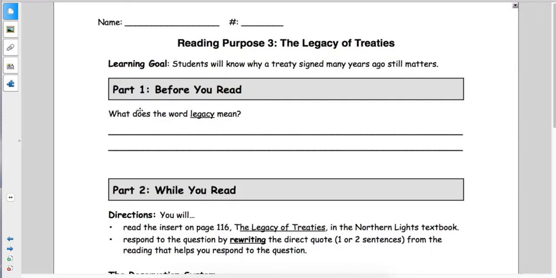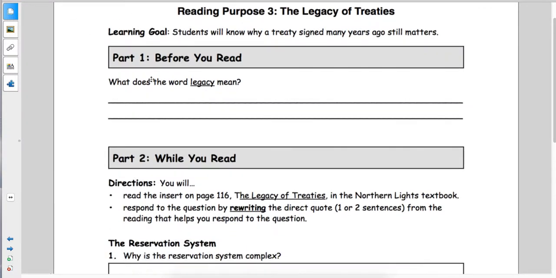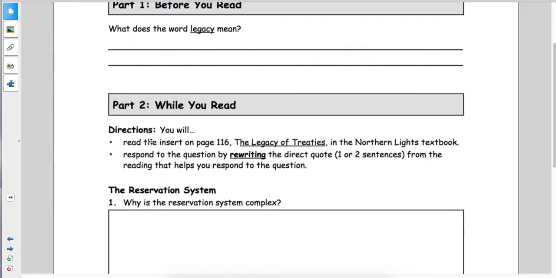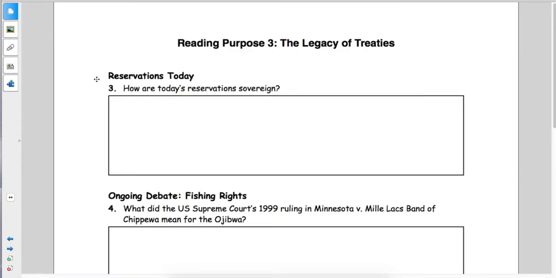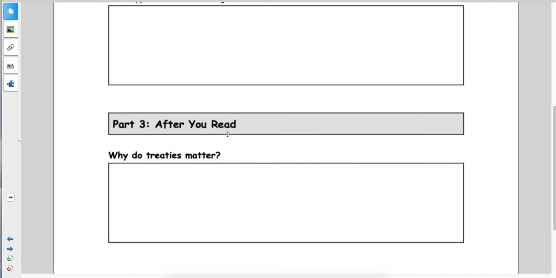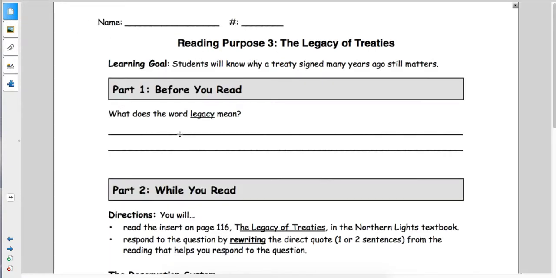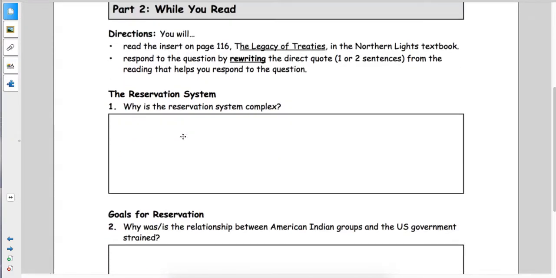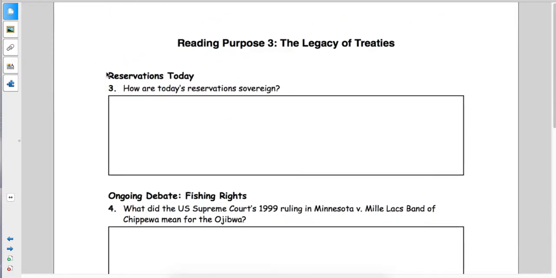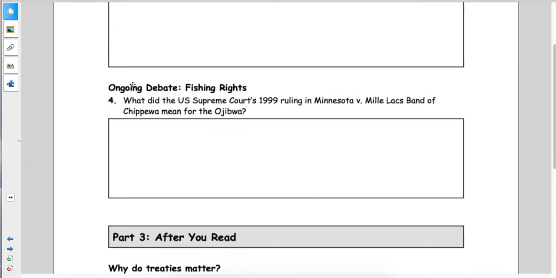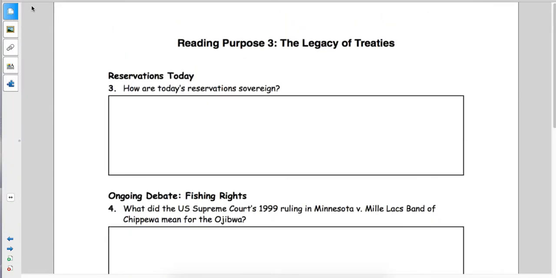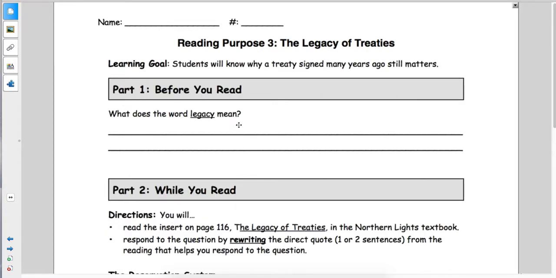And the handout is two-sided, and it's got a before reading activity, some while you read activities, and then an after you read activity. And while you read, which is the biggest part, has 4 questions that you need to respond to. So I'd like to take a look at the handout.